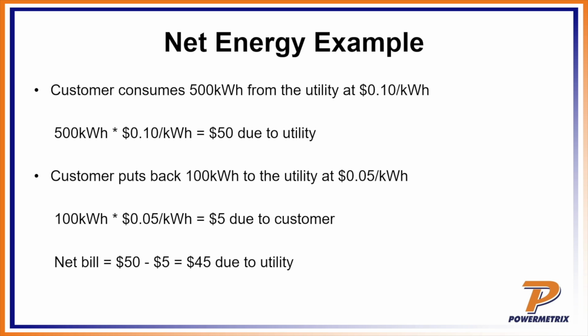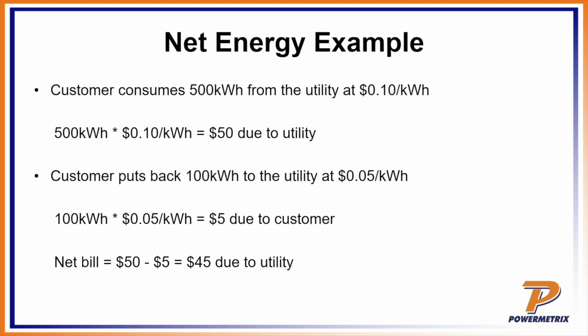Just to give you a very simple example of how net energy works, let's say we've got a customer that consumes 500 kilowatt hours of energy from the utility at a rate of 10 cents per kilowatt hour. That works out to be $50 due to the utility. Let's say that the utility will actually pay the customer back for any excess energy at half the normal rate, so we're going to pay you 5 cents per kilowatt hour. And this particular customer has generated an excess of 100 kilowatt hours of energy, which works out to be $5 due back to the customer.